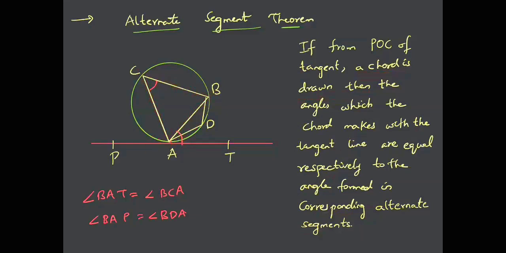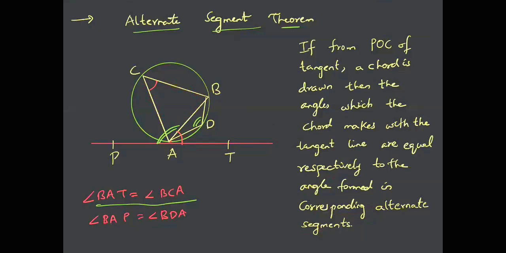So angle BAT is equal to angle BCA. So this one is this one. And angle BAP, that is this angle, is equal to this angle. So angle BAP is equal to angle PDA. So this is the alternate segment theorem.